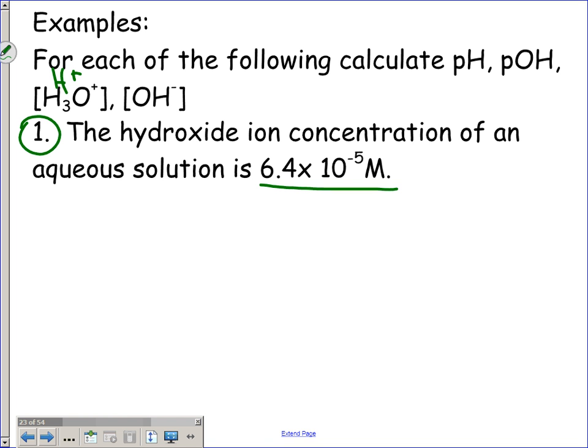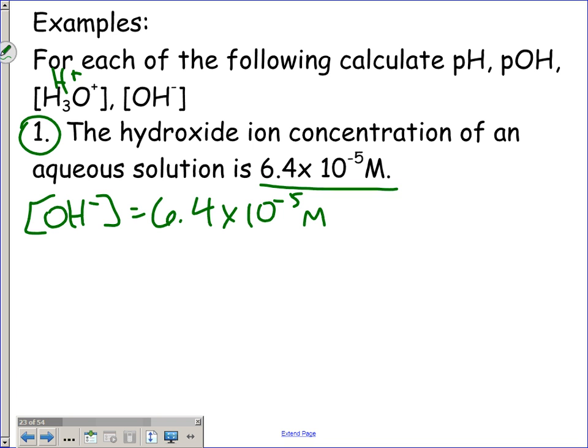First off, what's already given to us? In number 1, we are given hydroxide ion concentration. Done. 6.4 times 10 to the negative 5th molar. You guys should have your pH formulas right in front of your face, okay? Because right now you've only seen them once, and I want to make sure you see them 5 times today. If I have hydroxide concentration, what equation can I plug into and get another answer?